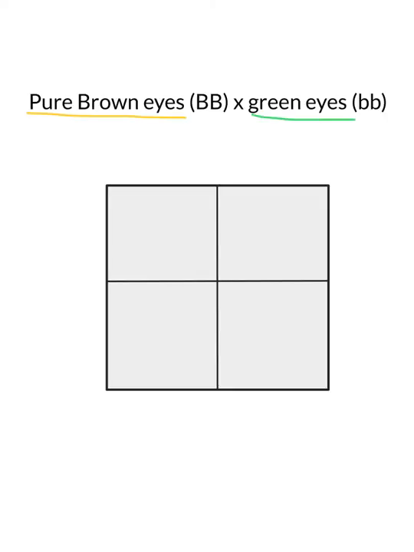Now to set this up, we are going to need to put each of our parents' genotypes into our Punnett square. I'm going to take my first parent, the pure brown-eyed parent, and put them in on this side of the Punnett square, 1 letter per box. So I'm going to take one of my dominant brown-eyed alleles and match it up with this box, and the second brown-eyed allele and match it up with this box.